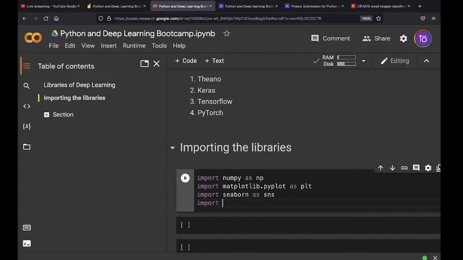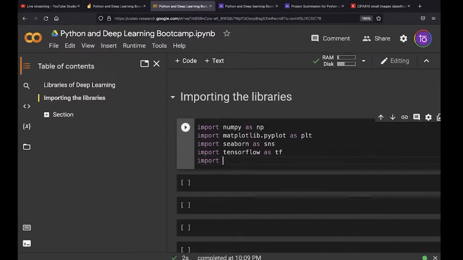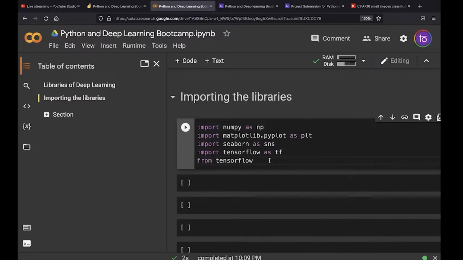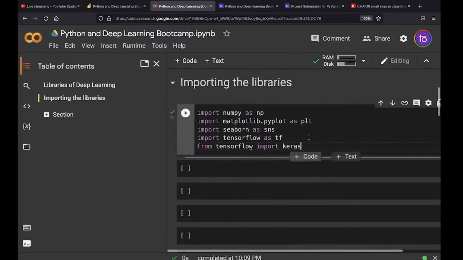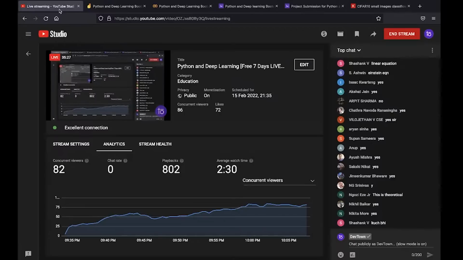I'm going to import TensorFlow, and the alias for TensorFlow we use is tf. Let me import Keras as well, from TensorFlow itself. From TensorFlow, import Keras. Is this clear, everyone? Yes or no? Please give me a confirmation.